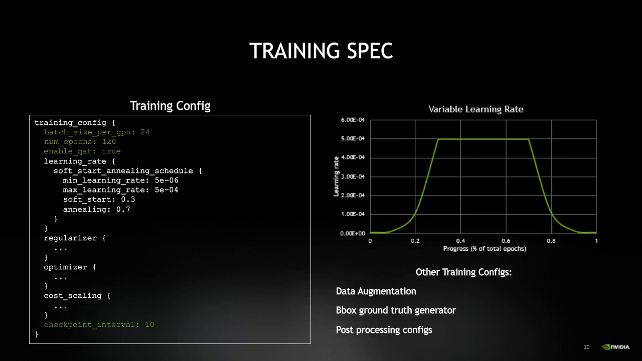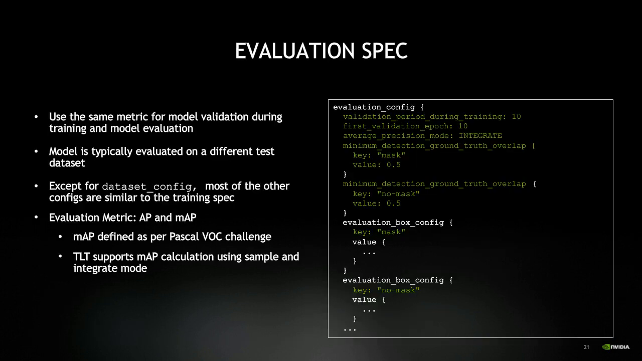The evaluation spec is defined inside the training spec. This is used to evaluate the accuracy of the model during training and post-training. You can use the same configuration for both validating during training and model evaluation post-training. Change the dataset when you're evaluating the model using the dataset config option in the training spec file. But apart from that, all the other options can be similar in the spec file.